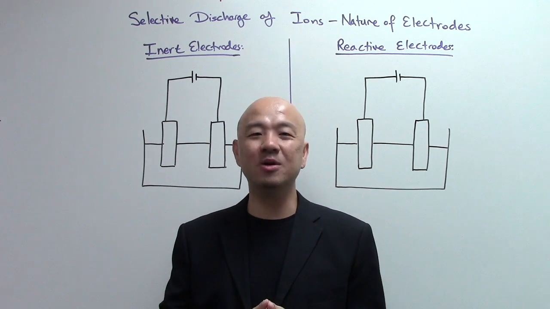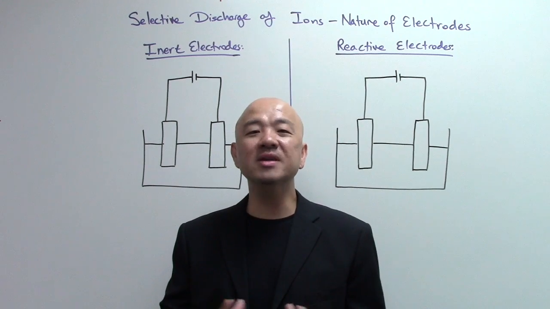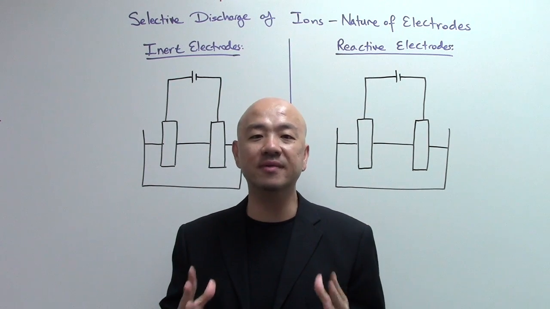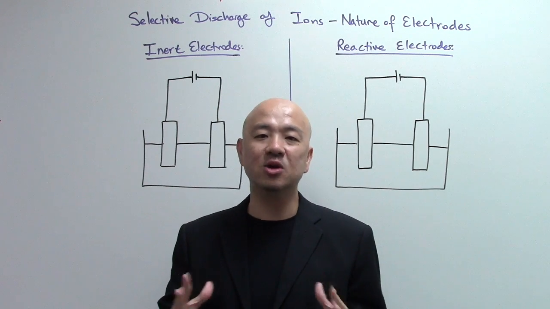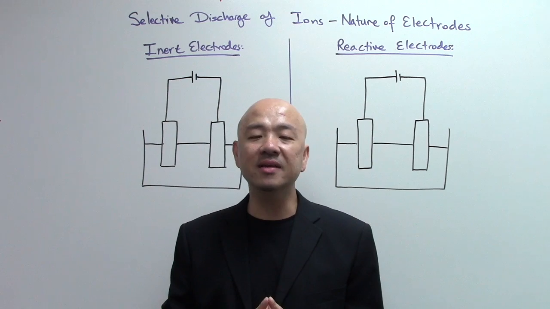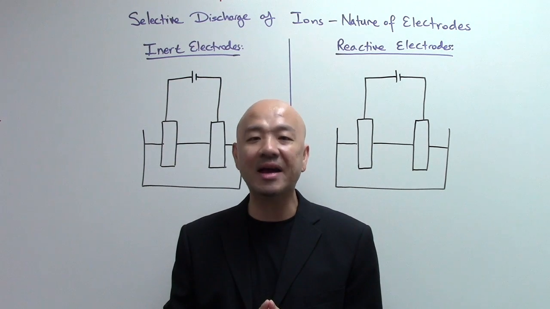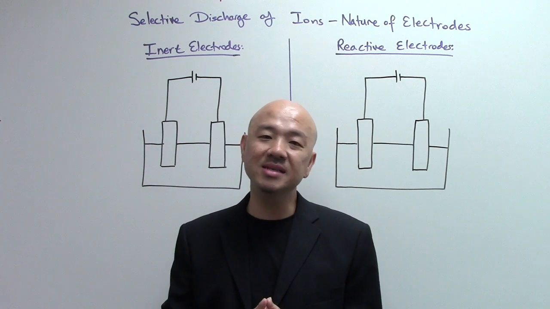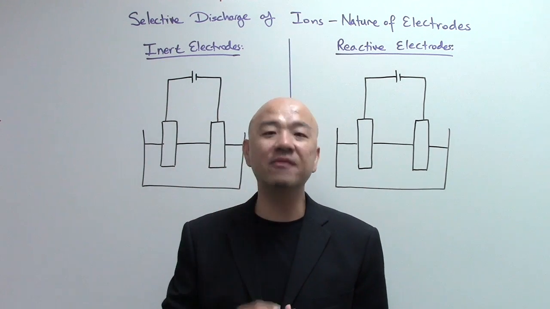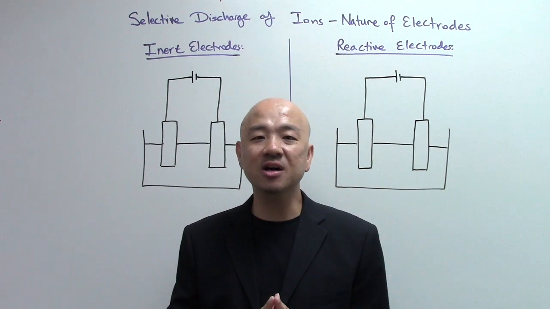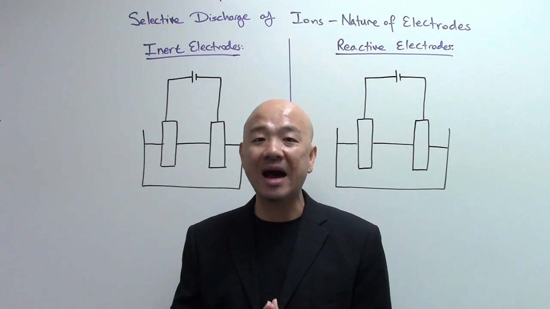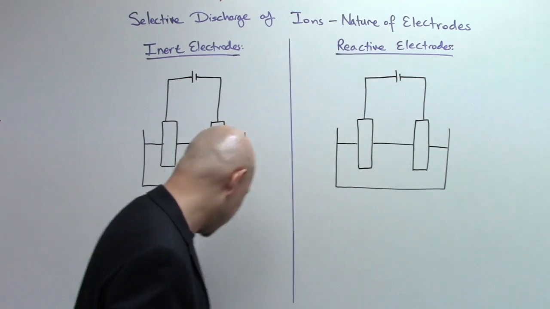Welcome back to simplecemconcepts.com. Now, in the previous videos, I've discussed how the position of ions in the metal reactivity series, as well as the concentration of the electrolyte solutions, affect the selective or preferential discharge of ions in electrolysis of electrolytic cells. Today I'm going to talk about the third factor, which is the nature of electrodes and how it affects the selective discharge of ions. Now let's take a look at the board.